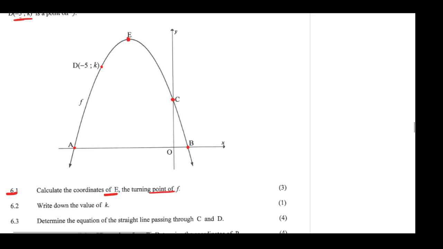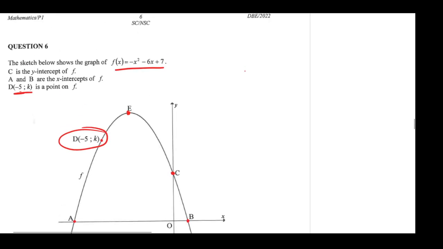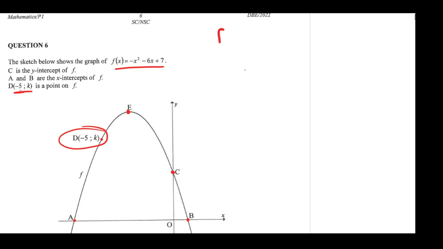We are asked to determine the value of k. It's found at this point D here. We have our equation f of x equals minus x squared minus 6x plus 7, and we have a point where x is equal to minus 5. So just substitute x equals minus 5 to find the value of k.